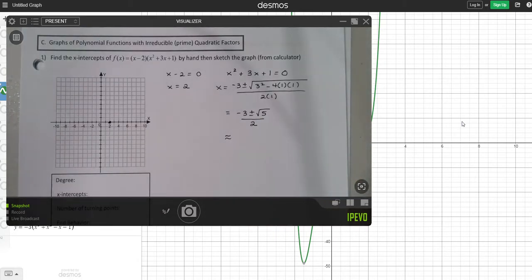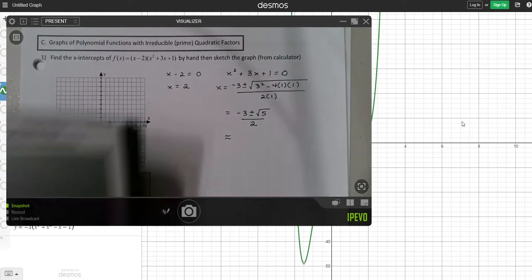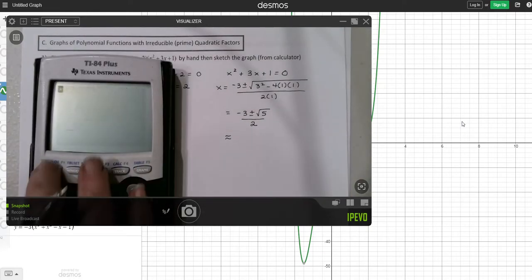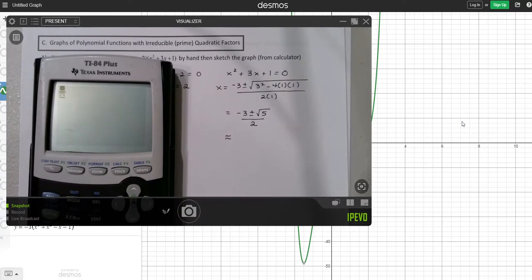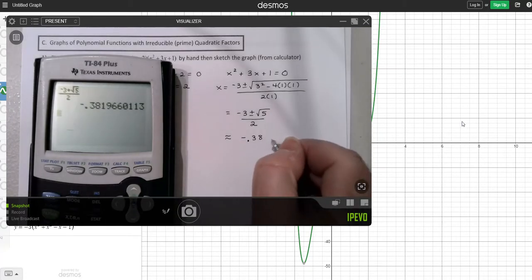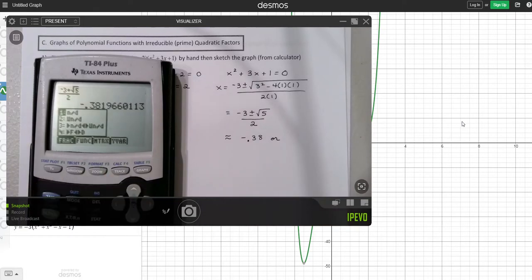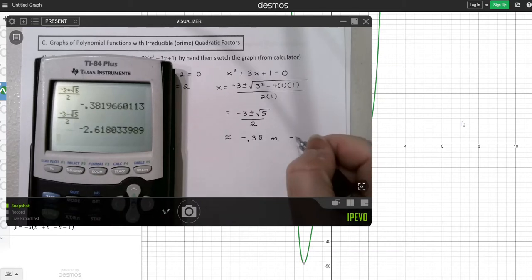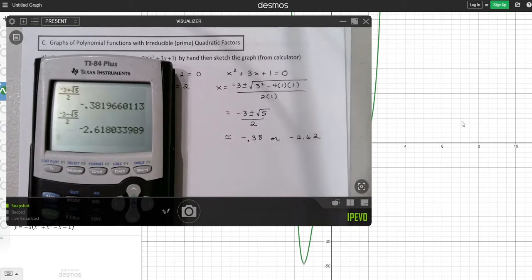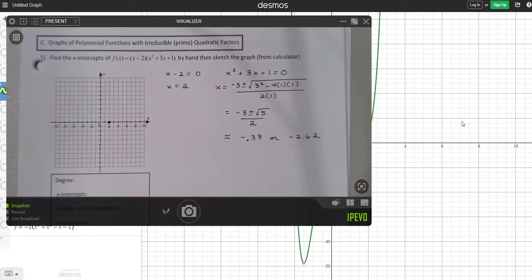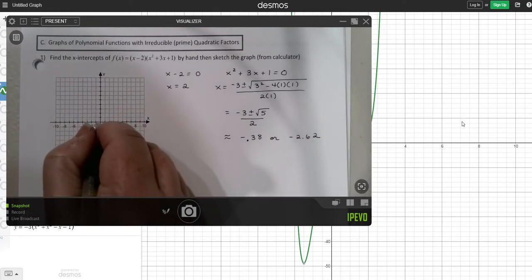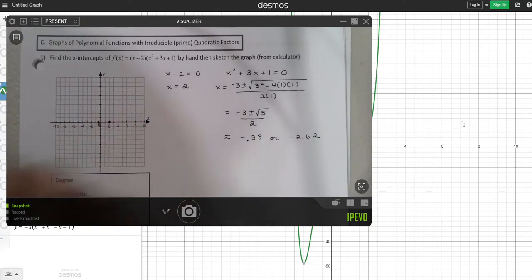If I'm going to plot them on my graph, though, I probably should get some decimal approximations. Let's see, negative 3 add square root of 5 divided by 2 is about negative 0.38. And negative 3 subtract square root of 5 divided by 2 is about negative 2.62. So those are my other x-intercepts around here and about there.